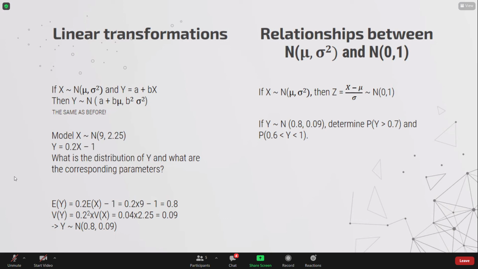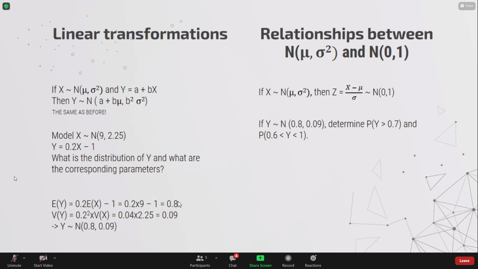Was the expectation clear? Did you get how it goes? Okay. Then we have the variance. It is the same, but we are only interested in the number that is attached to X, only in 0.2. So we have to take this number to the power of 2 and multiply by the variance. But the variance we already have, because the second number here is the variance. So we take 0.2 to the power of 2, which is 0.04, times the variance from X, which is given, and in the end, we could result in 0.09.